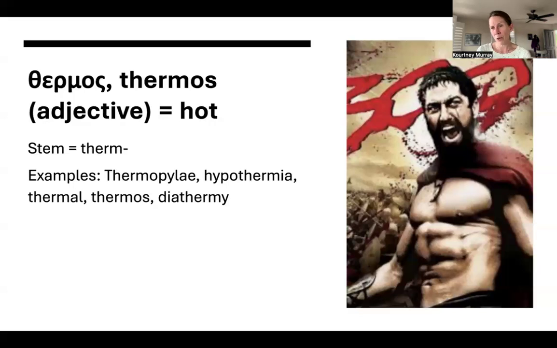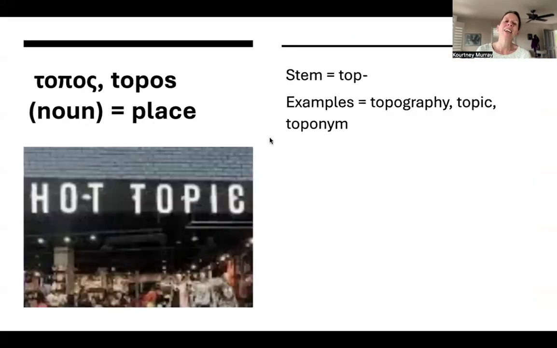Thermal is a wonderful shirt that keeps you warm, but I mean, thermal is an adjective, can refer to anything. Thermos is a thing people drink out of. And now diathermy, here's a medical term. Diathermy is a treatment that has heat waves going into your body to warm up your internal organs as some sort of therapy. So there is thermos.